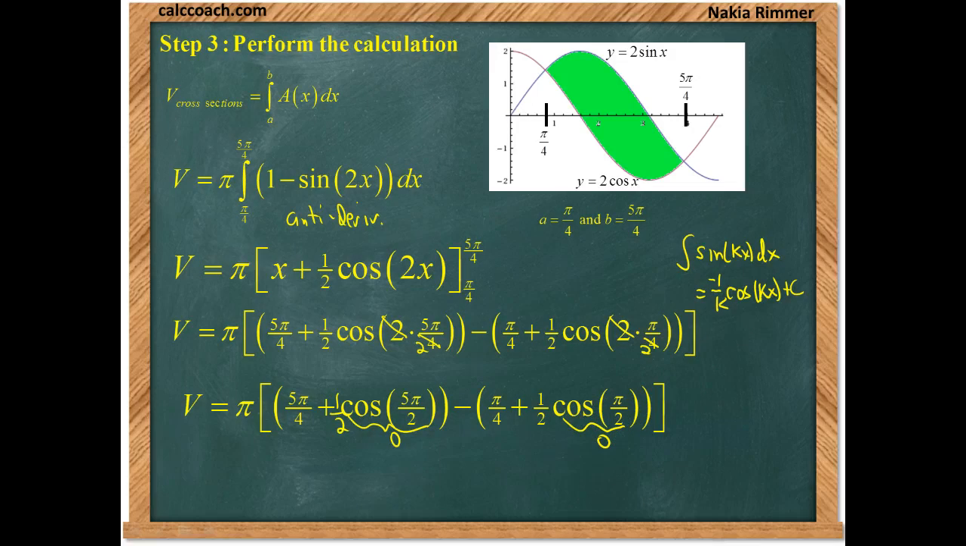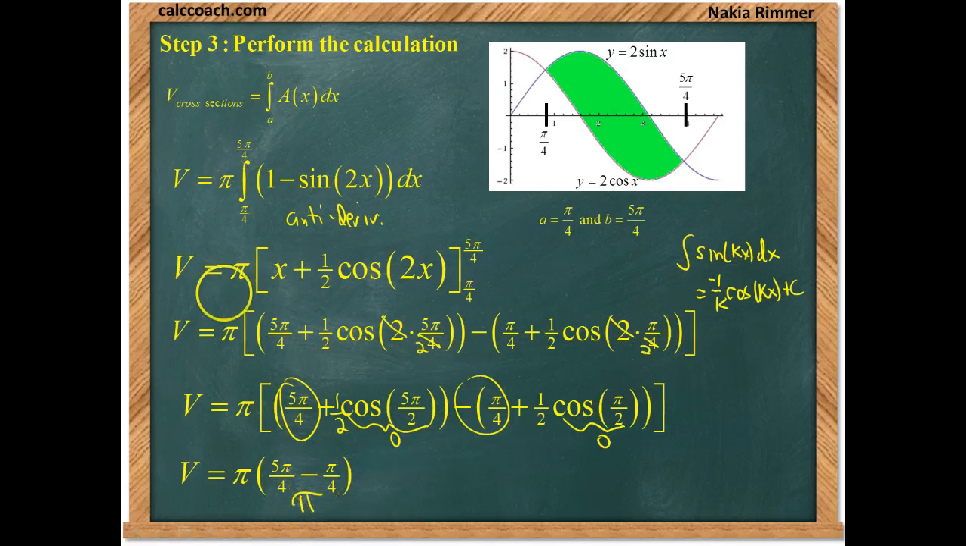So, 90 degrees, and then 5 pi over 2 is the same. It's 2 pi added to that. So that's also 90 degrees. That's also pi over 2, and those guys have a cosine of 0. So those guys zero out, and you're looking at then 5 pi over 4 take away pi over 4. And that's more commonly known as pi.